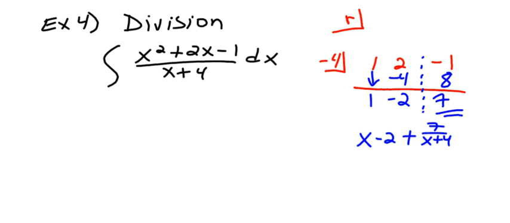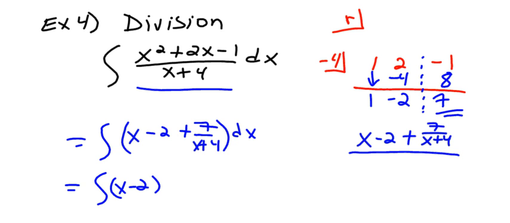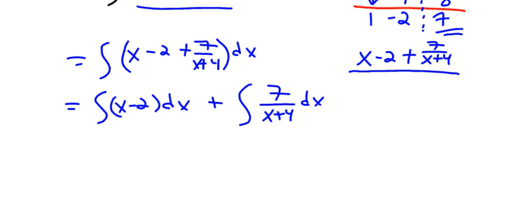It seems a little silly to do this, but I can replace the original fraction with this answer. So in this integral, I now technically have this. And I'm going to split this into two different integrals: the x minus 2, and the 7 over x plus 4, dx. And this becomes much easier to take the antiderivative of.